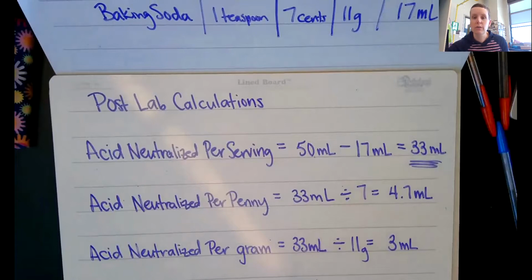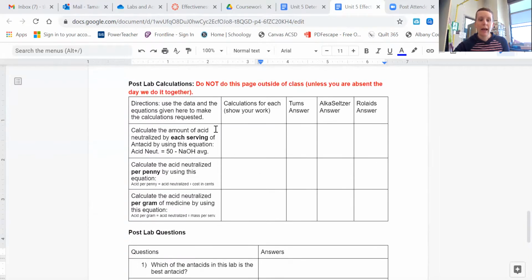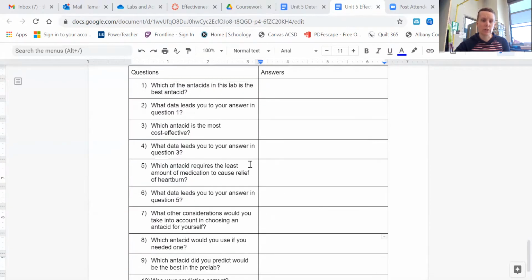Let's go back to look at those questions really quickly, because I might be able to help you out with some of those as well. Okay, so down here, which one was the best antacid? Usually, we define this in our pre-lab. If you are taking an antacid, your goal is to neutralize acid, right? So whichever one neutralizes the most is probably what you want to look at. So going back up here, again, how much acid was neutralized by a serving? Whichever one of these is the biggest number, knocked out the most acid in the stomach. So that's what you're going to use for questions 1 and 2.